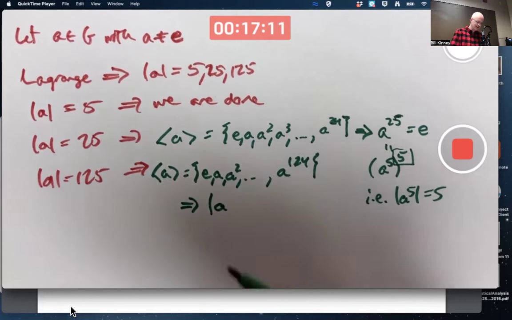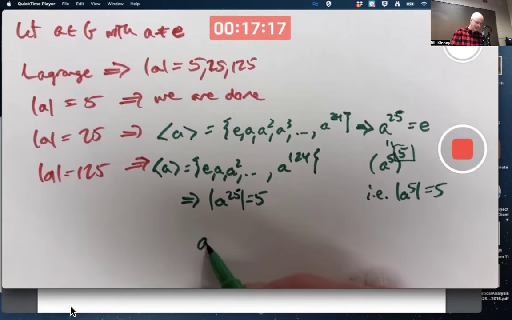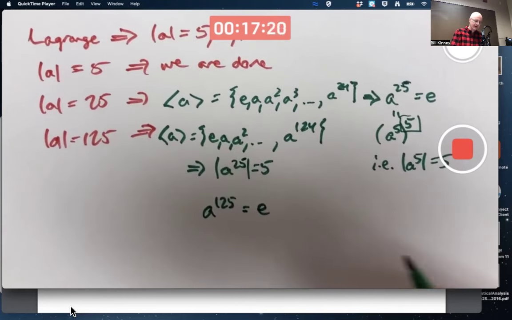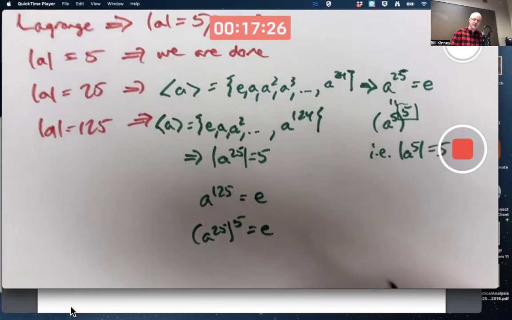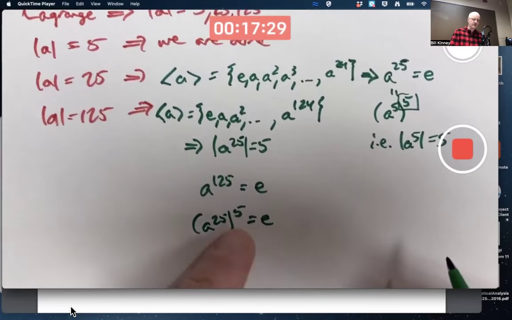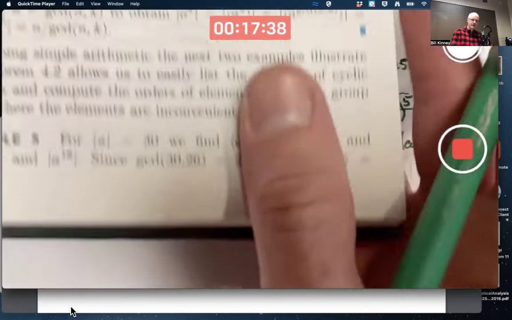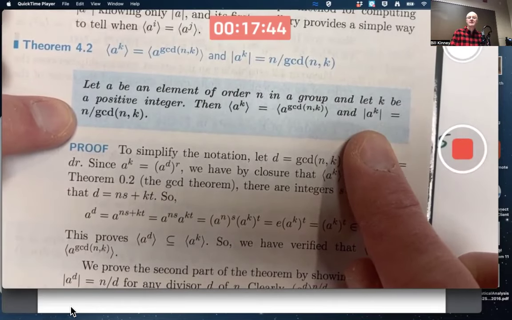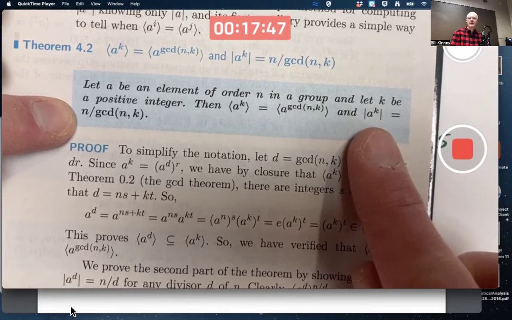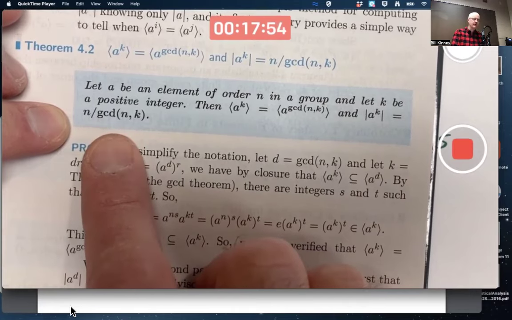A to the 25th has order 5, right? A to the 125th is the smallest positive power that brings you back to E. For A to the 25th, 5 would be the smallest positive power that brings you back to E. It's going to have order 5. You could use this theorem. Now n would be 125 and K would be 25. The order of A to the 25th would be 125 divided by 25, which is 5.